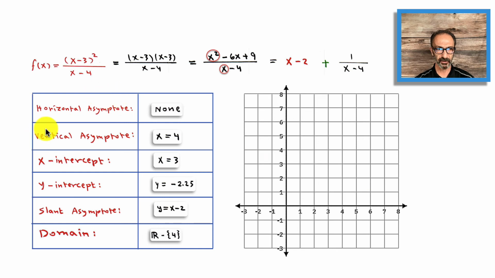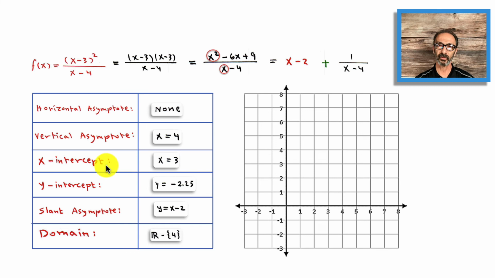So a summary of what we did: horizontal asymptote is none. We have x to the second over x. The top part has a higher degree, so it's going to keep growing. That's why it's none. Vertical asymptote comes from the denominator zeros. So in this case, at x equals 4.